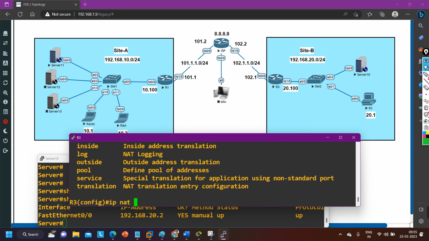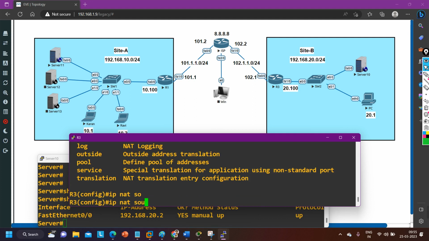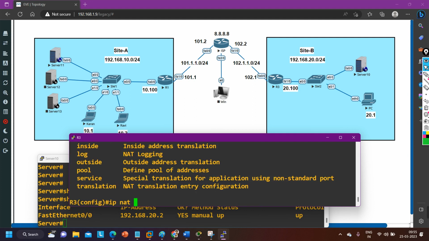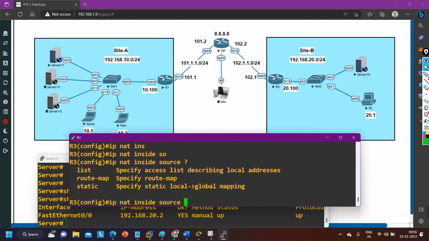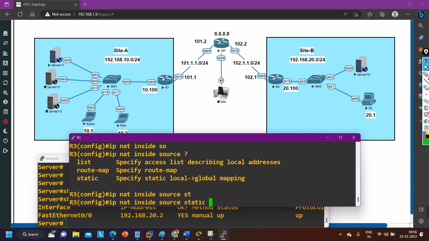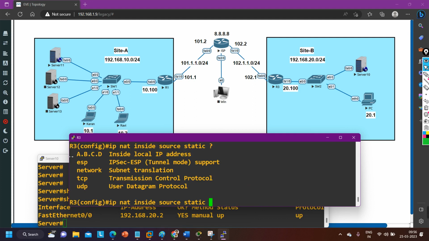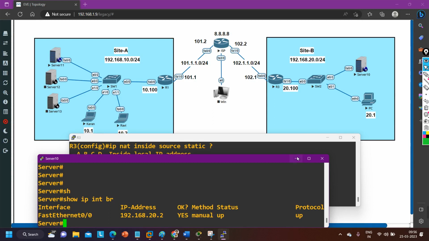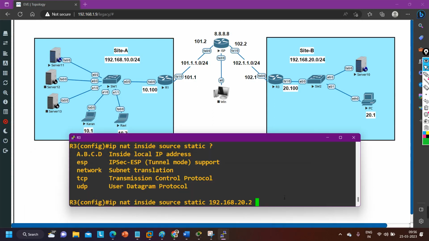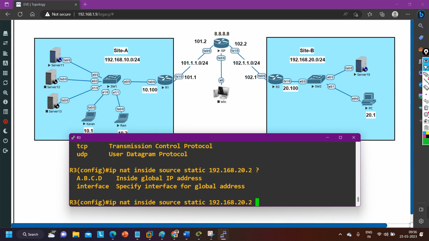After that, IP NAT, and let me put a question mark over here. After that, inside, and then source. What is source? So source will be the IP address of the server, yes or no? So here we can say source is static, and then you will define the IP address of your server. The IP address of my server is 192.168.20.2, I think. Let me check again. Yes, 20.2.